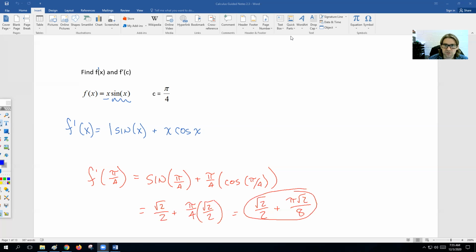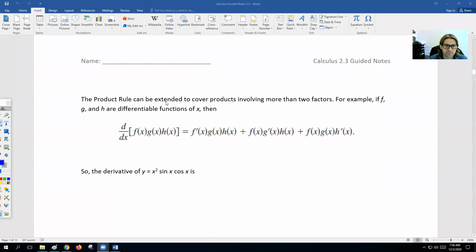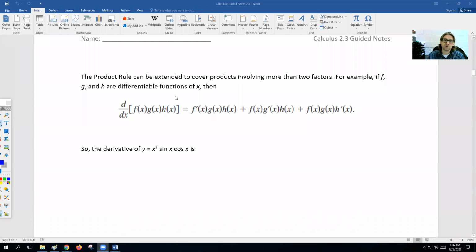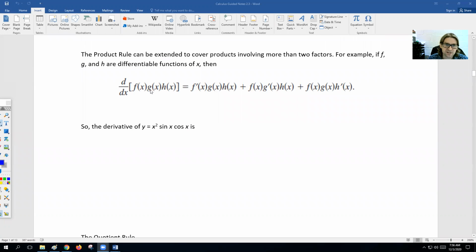All right, one more thing to show you guys with the product rule. Now the product rule is not limited to just 2 functions multiplied together. It can also be the derivative of multiple functions multiplied together. So if we have f of x times g of x times h of x, that would be f prime of x, g of x, h of x, plus f of x, g prime of x, h of x, plus f of x, g of x, h prime of x.